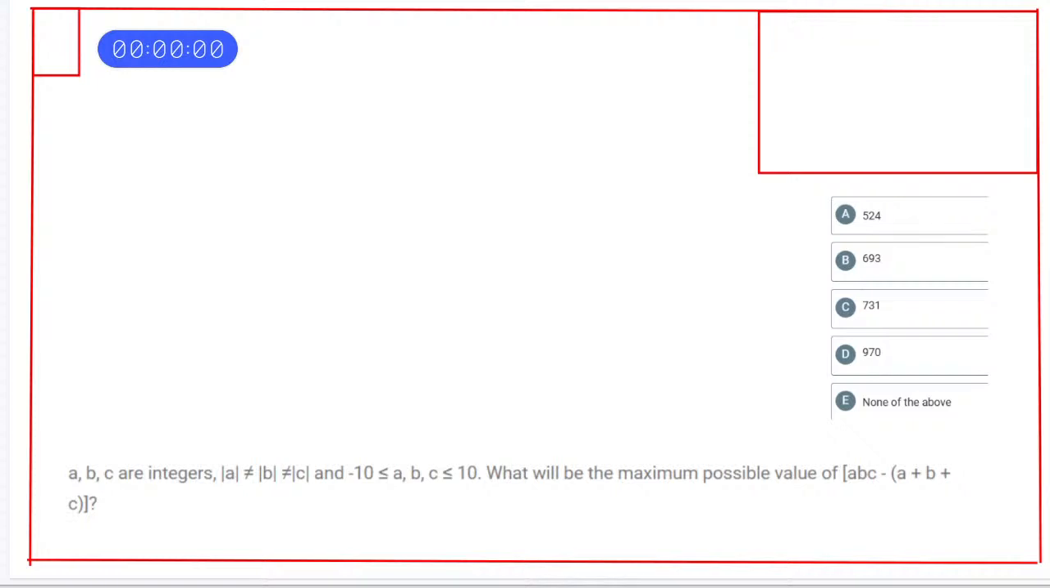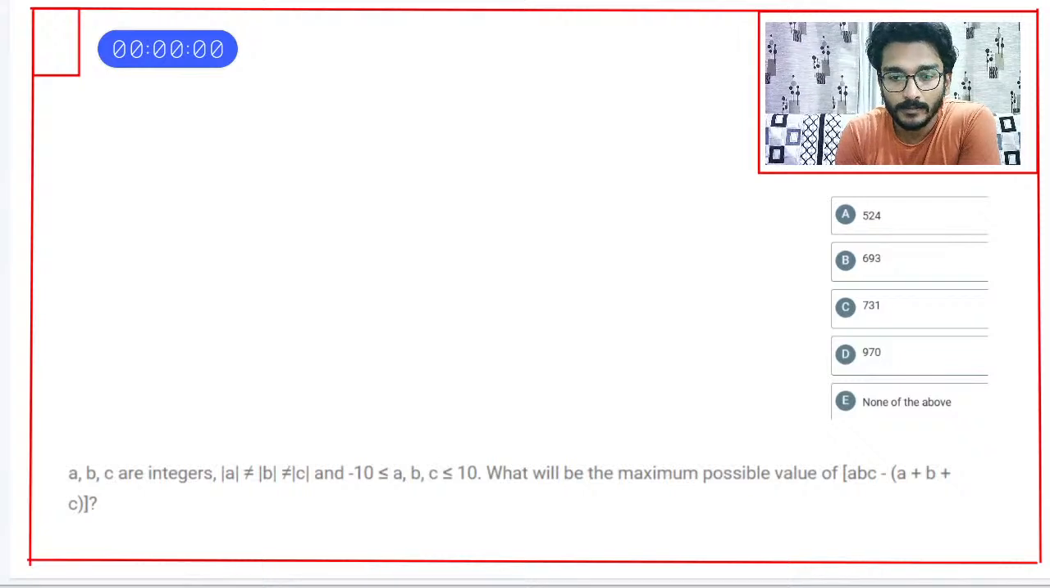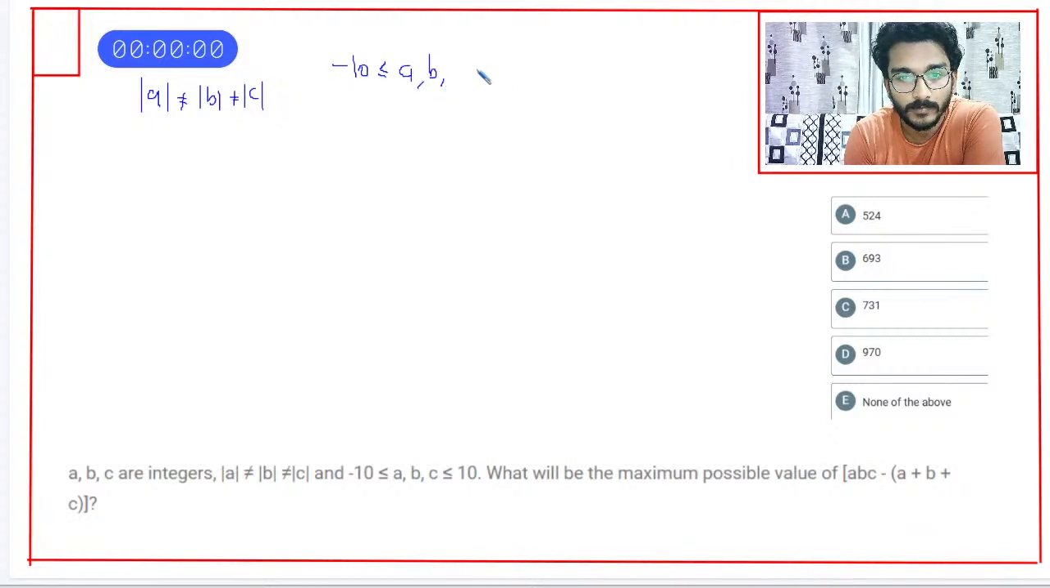All right, so let's start this question. We have this A, B, C are integers and mod A is not equal to mod B, not equal to mod C. Now, what is the meaning of this thing? And they all lie between -10 and 10. So let's suppose A equals 10 or -10. I can take anything. The mod will be same.